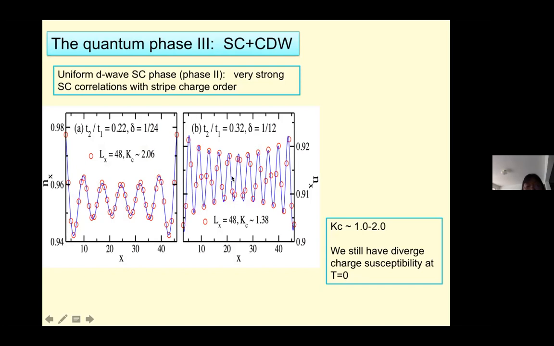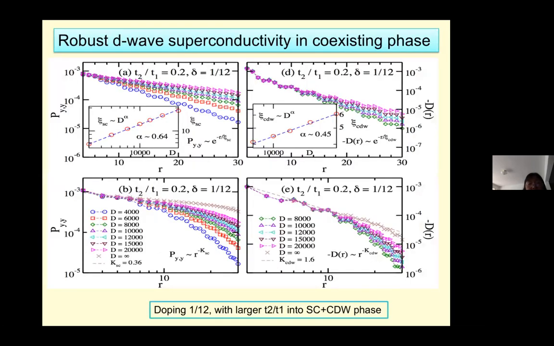reduced with the increasing of T2. However, this exponent is always larger than 1. It's in the range of 1 and 2. So we think it still has the divergent charge susceptibility at T equals 0, consistent with a coexisting phase.